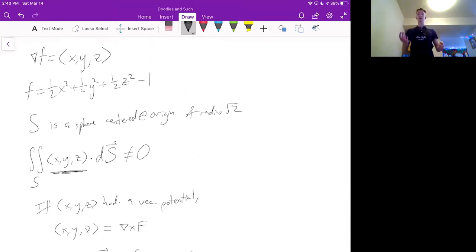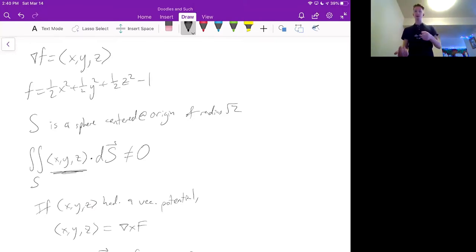This function we started with, whose gradient was x comma y comma z, wasn't constant. The level surface was bounded. The level surface had positive surface area. We really had a non-trivial level surface, a sphere. And the gradient of f was our function x comma y comma z.